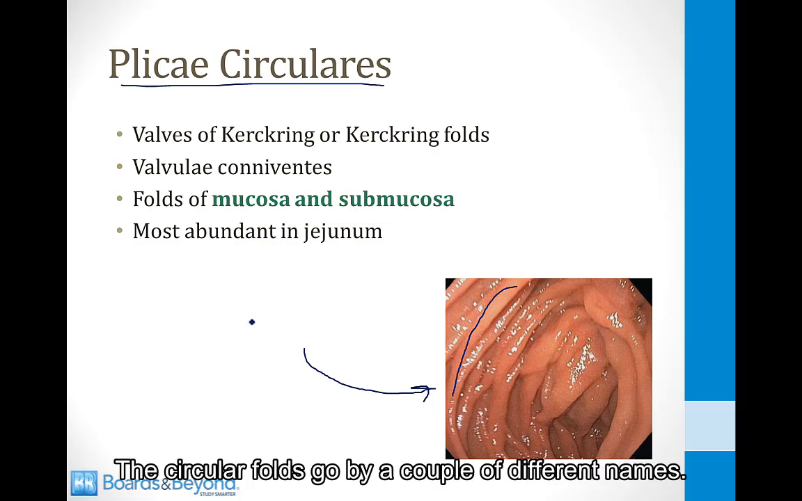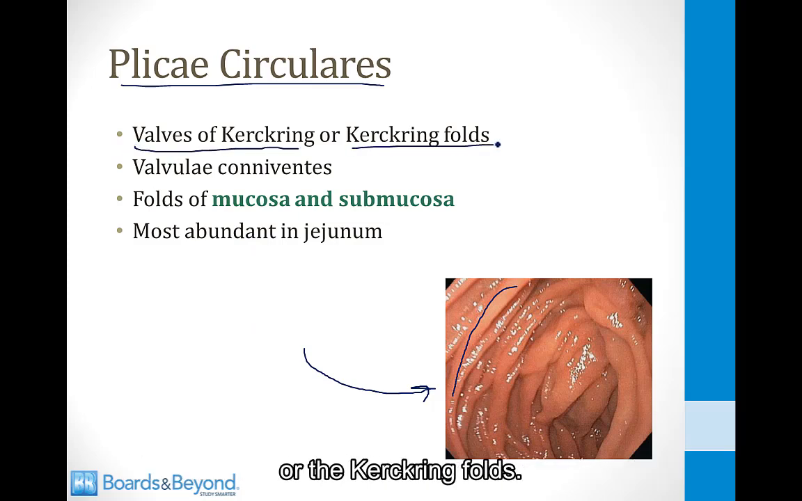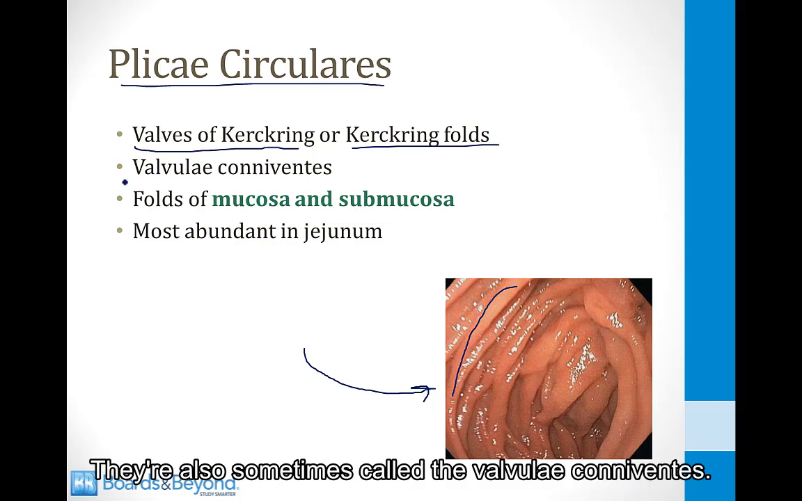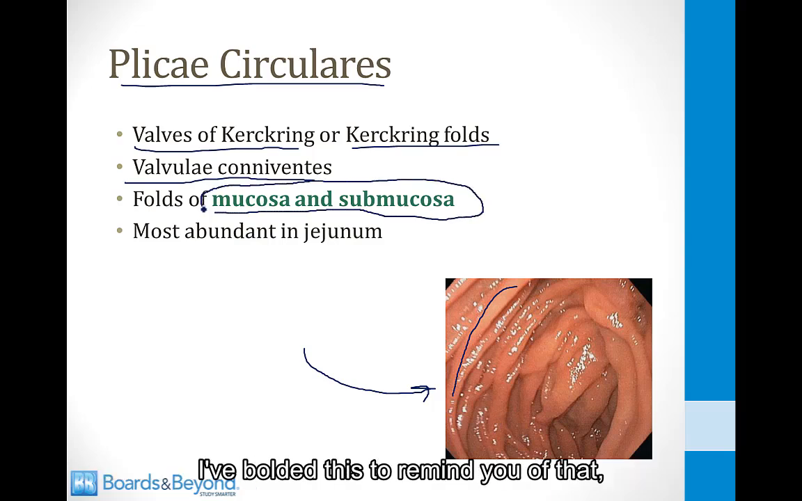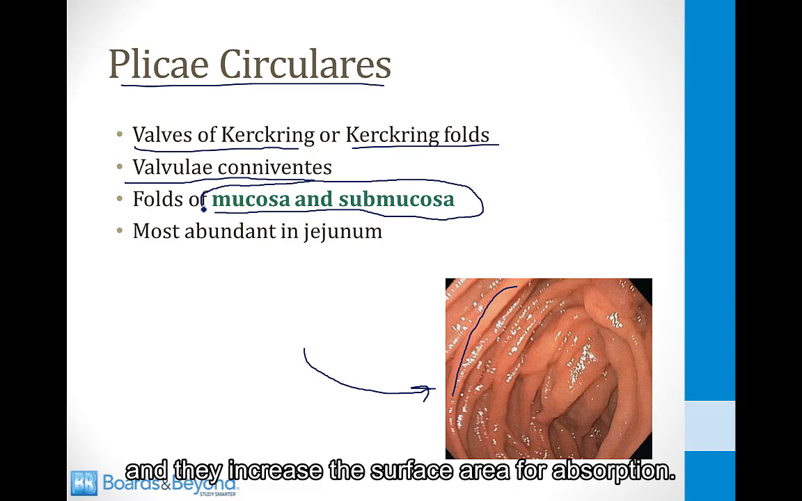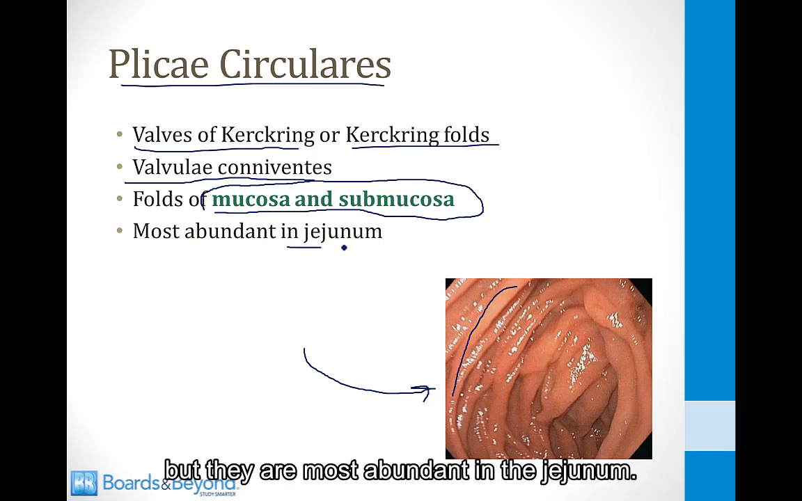The circular folds go by a couple of different names. They're sometimes called the valves of Kirkring or the Kirkring folds. They're also sometimes called the valvulae conniventes. And they are folds of the mucosa and submucosa layers. I've bolded this to remind you of that. And they increase the surface area for absorption. You can find them throughout the small intestine, but they are most abundant in the jejunum.